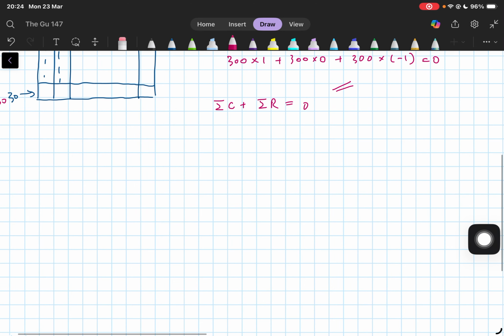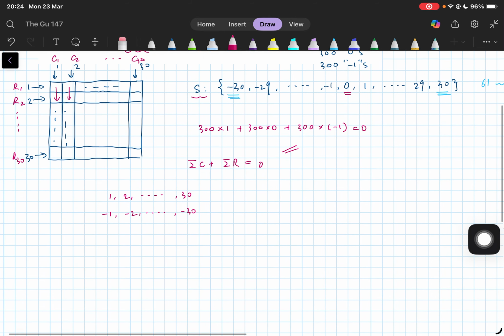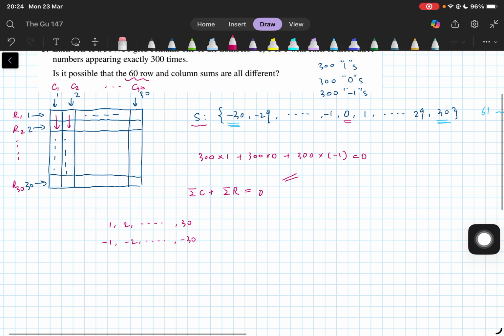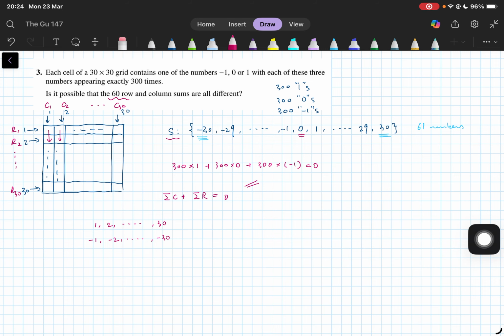So now the problem is reduced to, well, we have numbers 1, 2 up to 30 and minus 1, minus 2 down to minus 30. Can we fill up the numbers 1, 0, and minus 1 in such a way that somehow the row and the column sums have these exactly 60 numbers? Now, it is time where you have to take an intuitive guess.